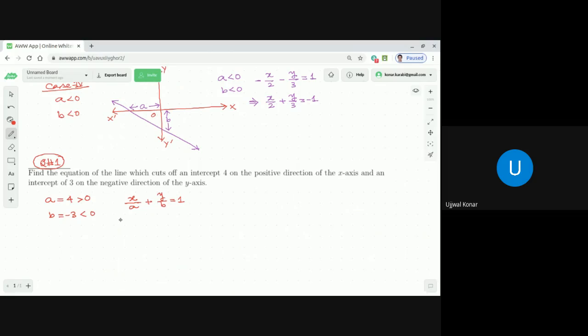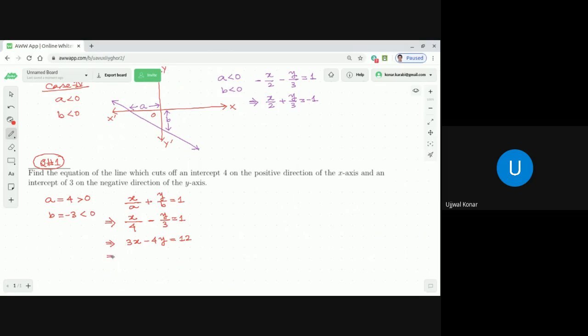That implies what? Now let's apply the values. So that implies x by 4 minus y by 3 is equal to 1. We can simplify it further because for 4 and 3, the LCM is 12. So we can write 3x minus 4y is equal to 12.